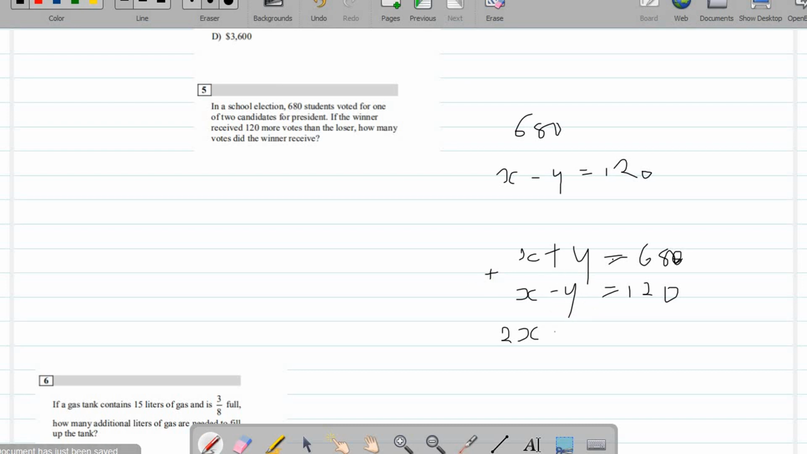680 plus 120 will give me 800. So I have 2X equal to 800, then X equal to 400. So the winner got 400 votes. If the winner got 400 votes, that means the loser got 280 votes. If you subtract 280 from 400, you find that it is true: 120 more votes than the loser. Alright, let's clear this up and get to the next one.